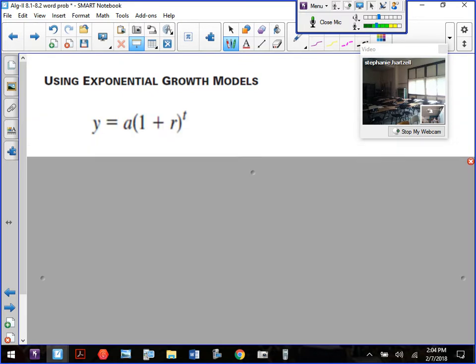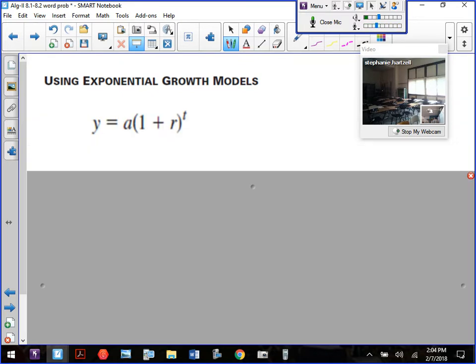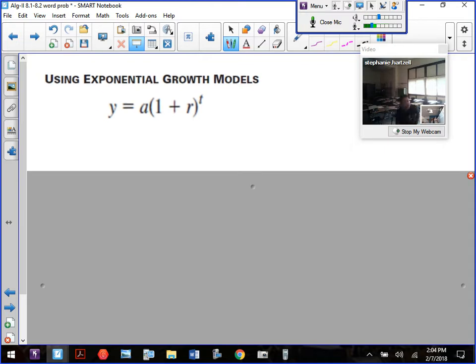So, here's what we got. You get what's called an exponential growth model. Exponential growth models are very simple to work with. Every single one of them kind of looks the same.